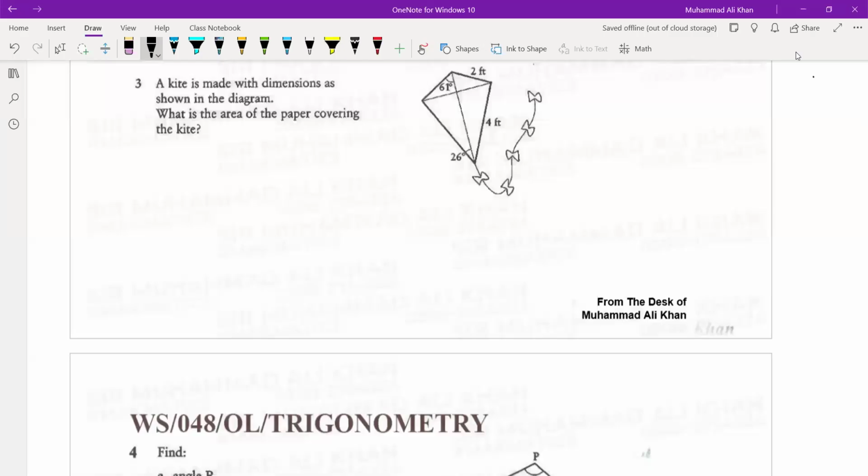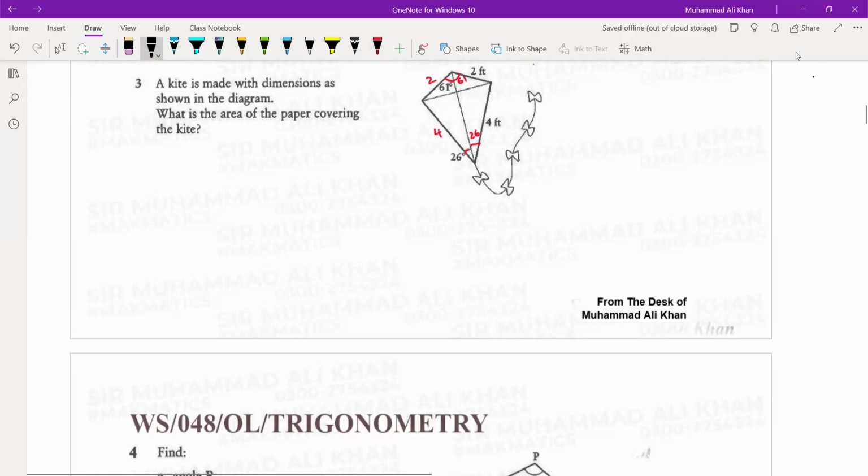Now, question number 3. There is a kite, a diagram of a kite is here, and we have to calculate the area of the kite, right? How can we calculate the area of the kite? In this, if this angle is 61, the complete angle is 61 plus 61, 122, right? If this side is 2, then this side is also 2. If this angle is 26, then this angle is also 26, and 26 plus 26 gives the complete angle. If this side is 4, then this side is also 4.